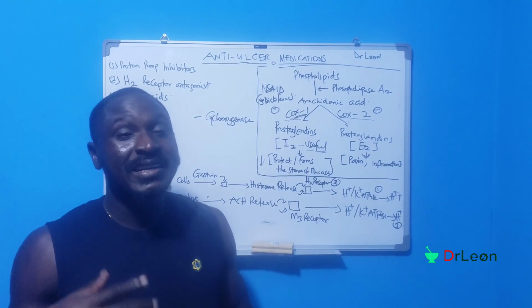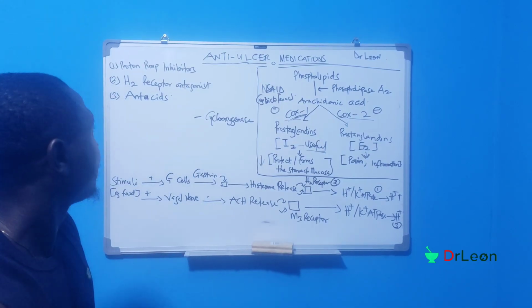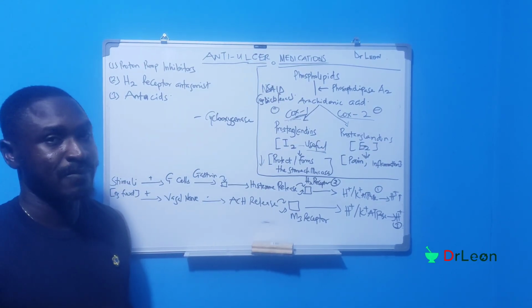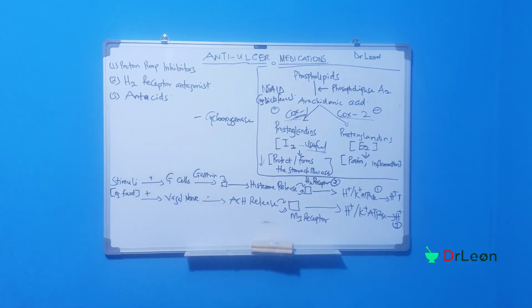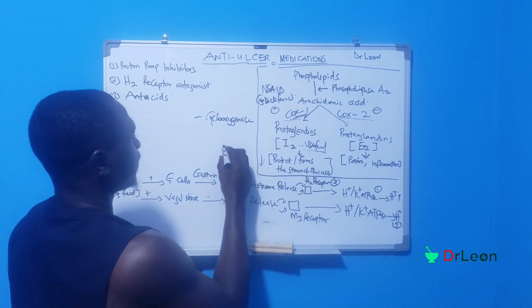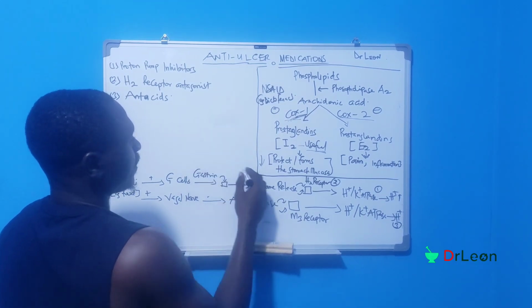And then that will take us to the next class of anti-ulcer drug, and there's basically one type here, which is misoprostol.